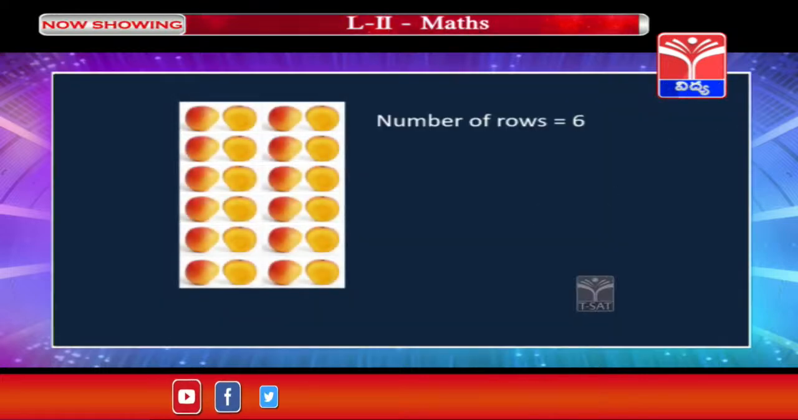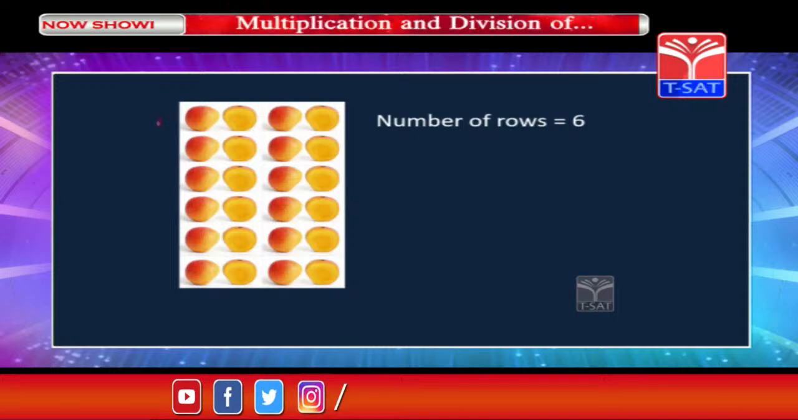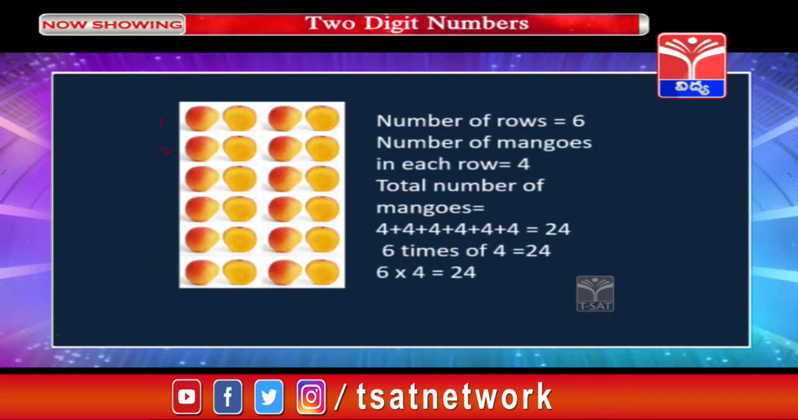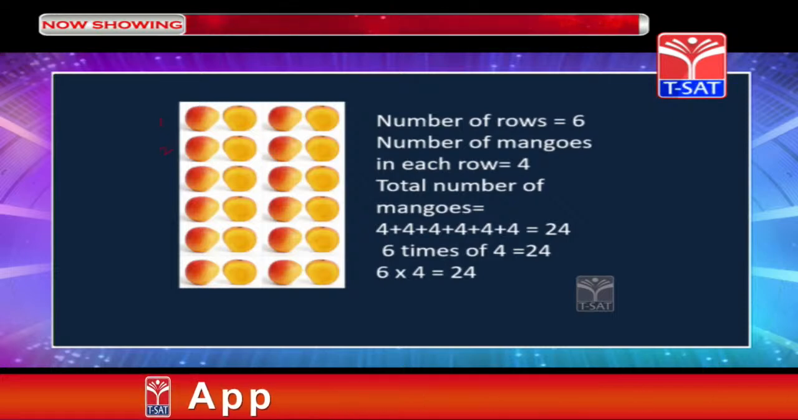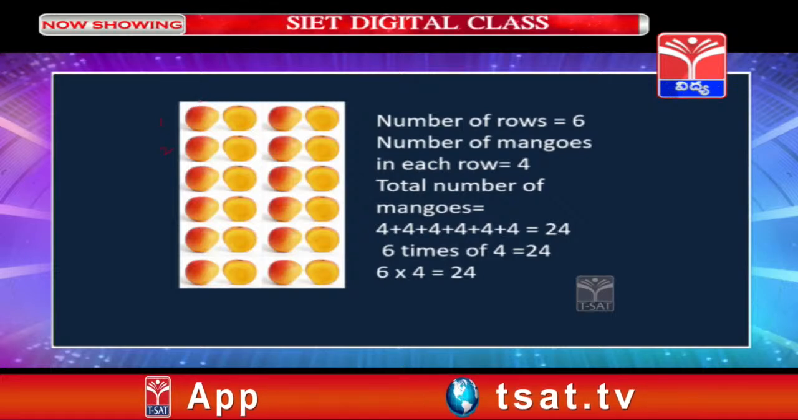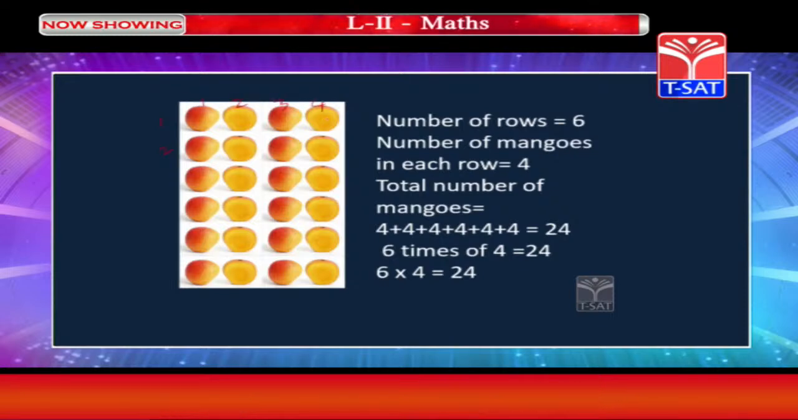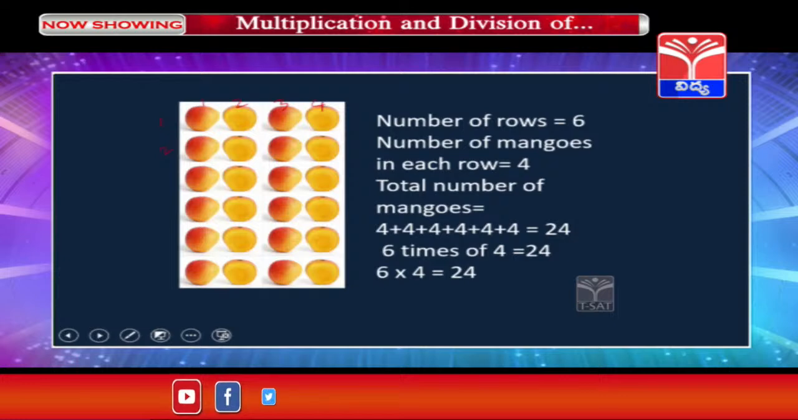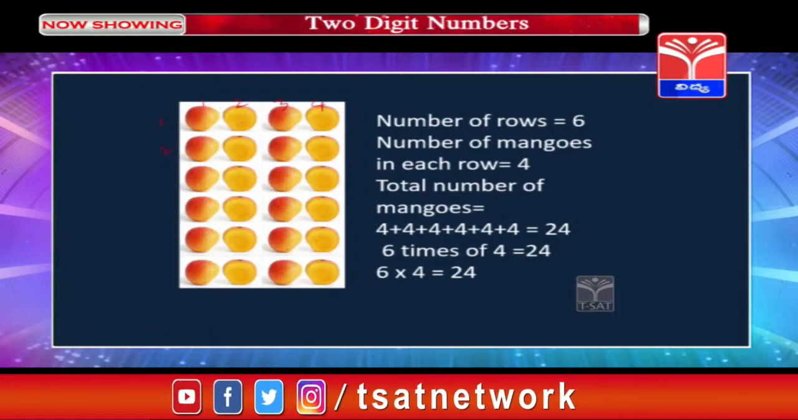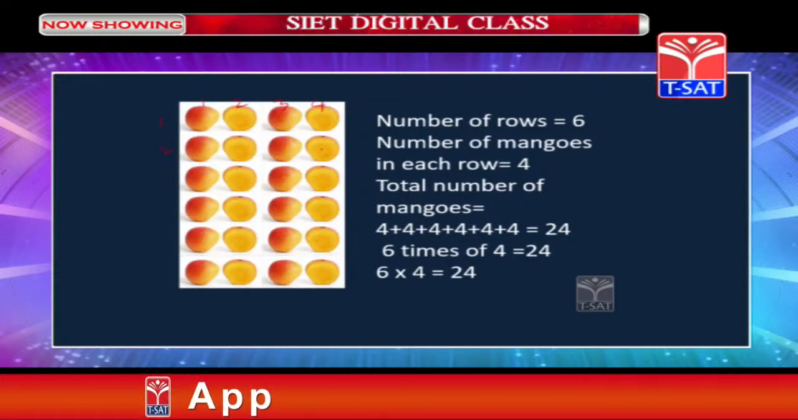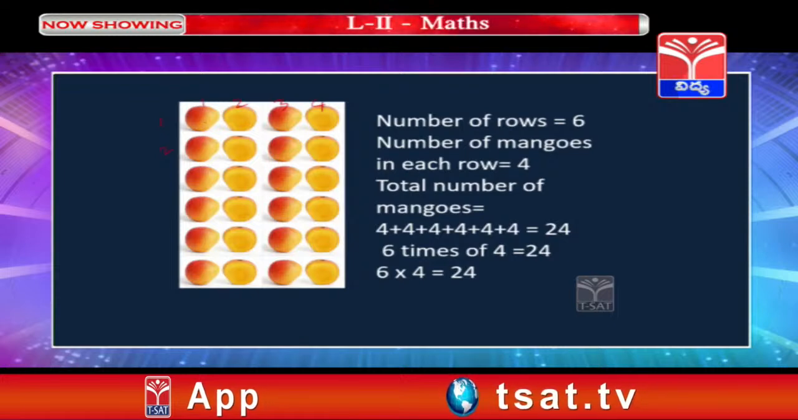Right, mangoes. Total number of rows: 1, 2, 3, 4, 5, 6. Right. So the number of mangoes in each row: 1, 2, 3, 4. In each row there are 4 mangoes. So totally how many mangoes are there? Count it. 1, 2, 3, 4. In each row there are 4 mangoes. How many rows are there? 1, 2, 3, 4, 5, 6.